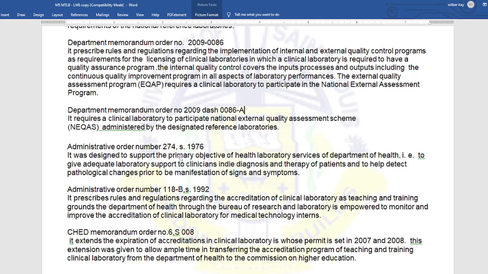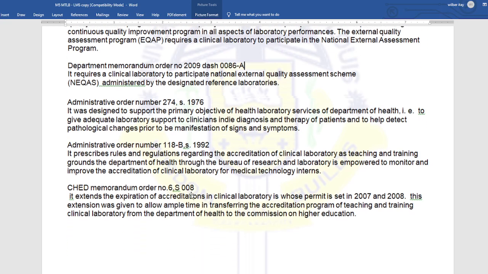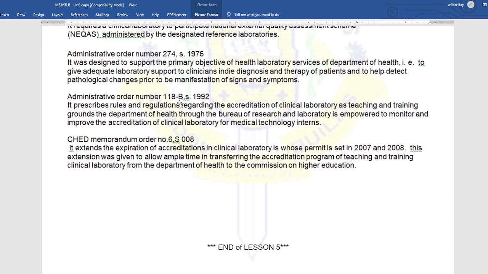Administrative Order 274 series of 1976. So, this one, to give adequate laboratory support to clinicians in the diagnosis and therapy of patients and to help detect pathological changes prior to the manifestation ng signs and symptoms. Sa AO 118B, series of 1992, it prescribes rules and regulation for the accreditation ng clinical laboratory as teaching and training grounds. The Department of Health through the Bureau of Research and Laboratory is empowered to monitor and improve the accreditation of clinical laboratory for medical technology interns.